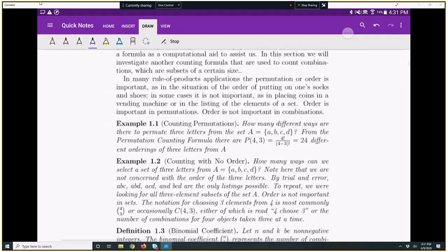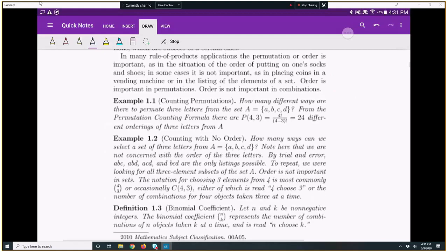In many applications of the rule of products, the order is important. If the order is important, we call it a permutation. However, in some cases, the order is not important. If the order is not important, then we call it a combination.